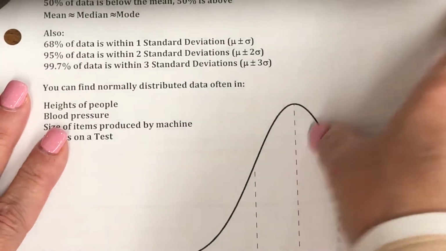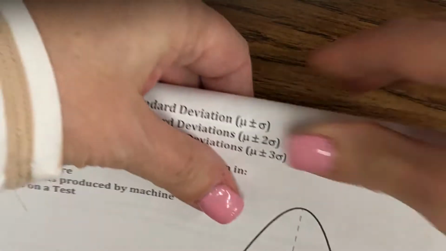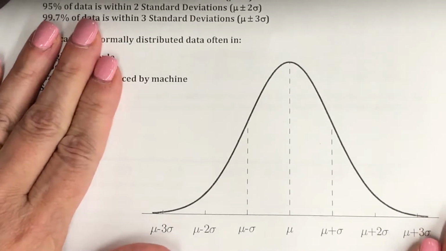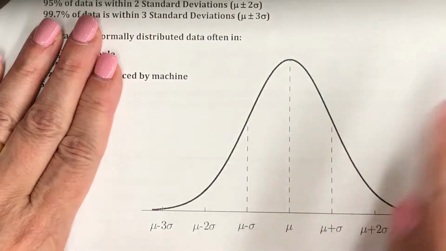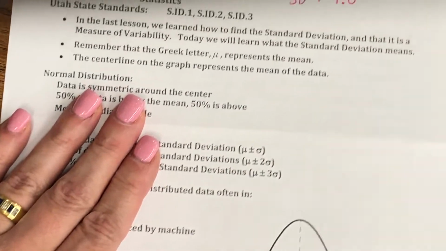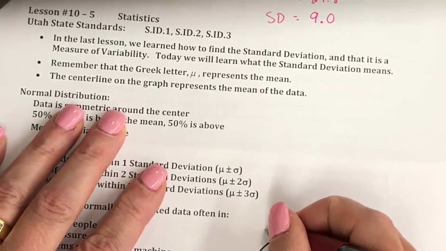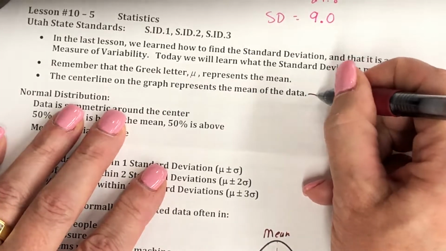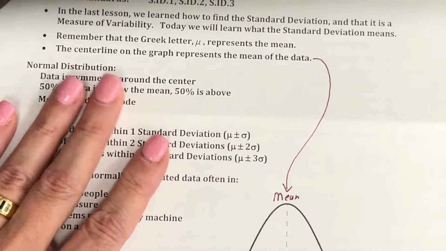And let's talk about what each of these mean. On our graph, the center line right there represents the mean of the data. So I'm going to have you draw a line from that bullet up here to show that this right here is the mean. And this is mu. So the center line represents the mean of the data.